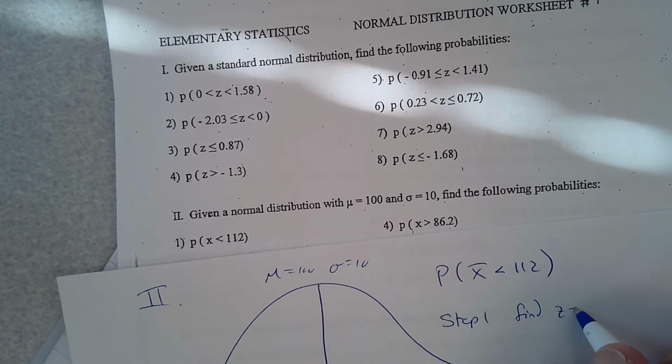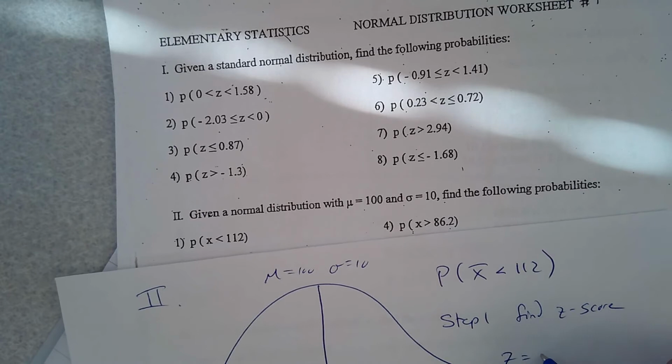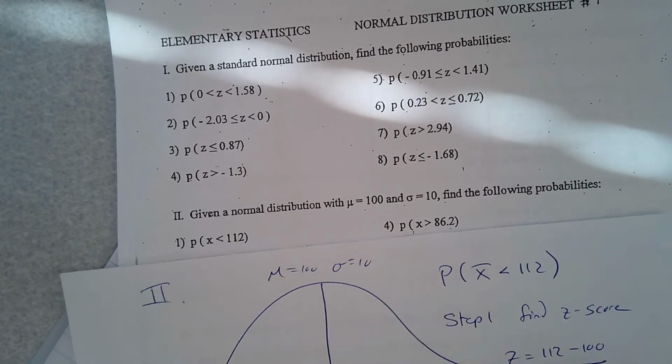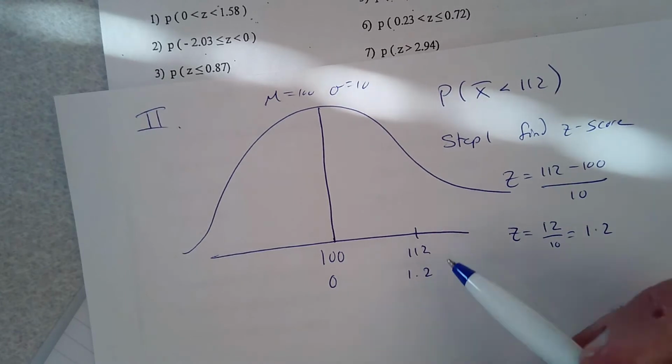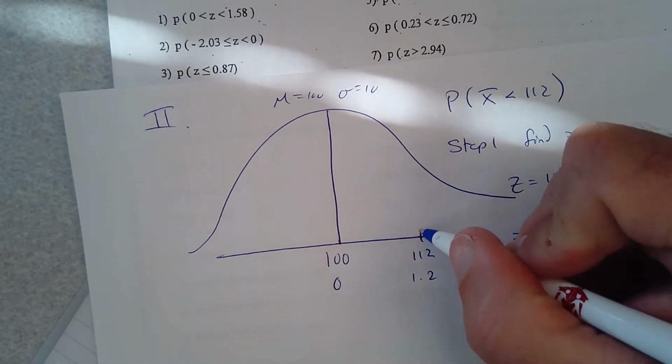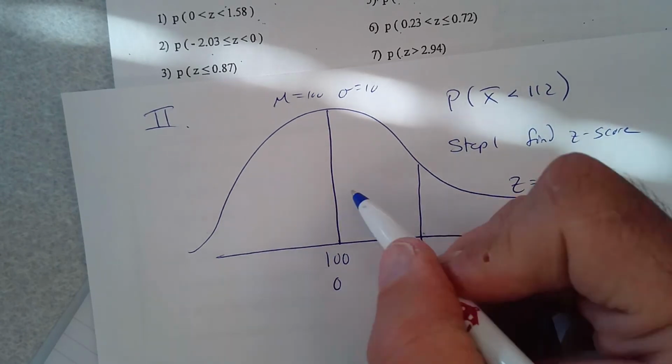So our first step is to find the z-score. So if I do 112 minus 100 divided by 10, that's going to be 12 divided by 10, or a z-score of 1.2. So 112 is going to represent a z-score of 1.2. And we want to know what's the probability that we're going to be less than that.